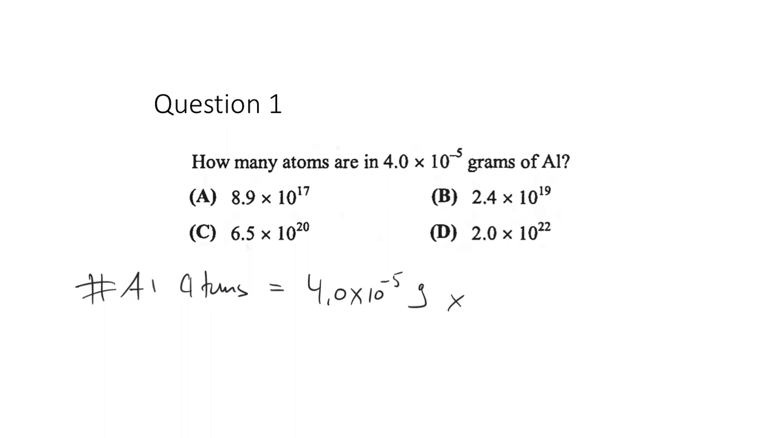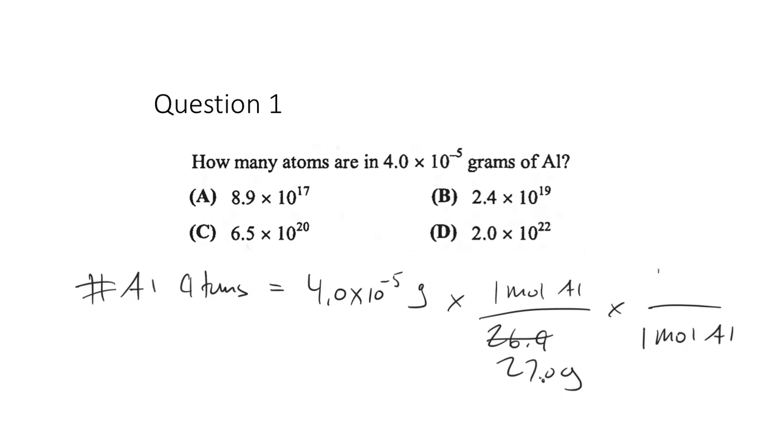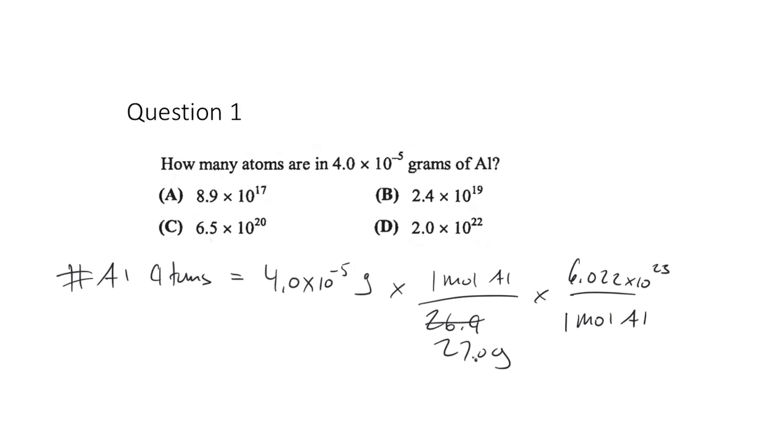We'll use the conversion factor for the molar mass of aluminum. So 1 mole of aluminum is comprised of 26.98 grams. Let's call it 27.0 grams from the periodic table. 1 mole of aluminum is comprised of 6.022 times 10 to the 23 aluminum atoms.